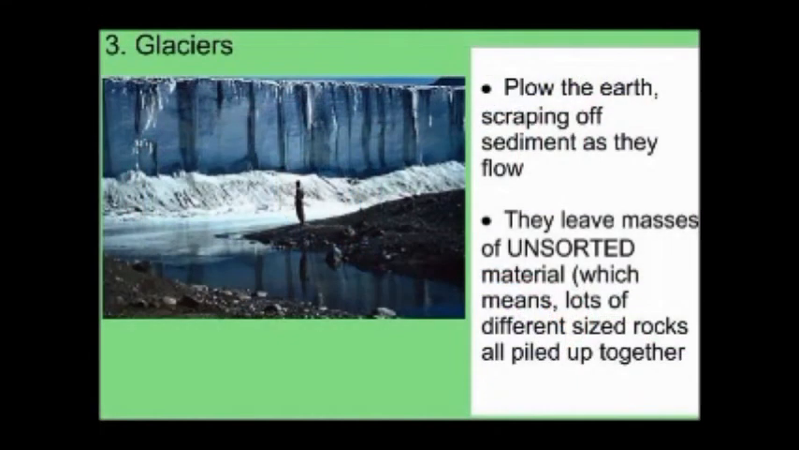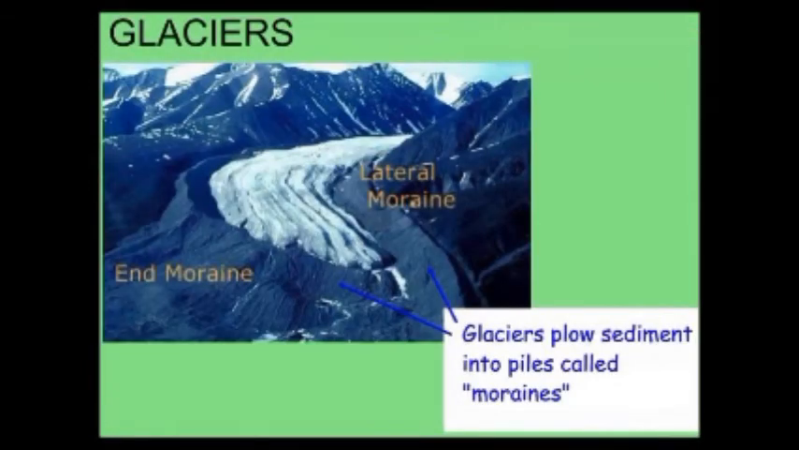The third environment we'll consider is a glacier. This is very different because sediment is just scraped up like a plow, and it leaves masses of unsorted material, which means it has lots of different sized rocks all piled together. The end of the glacier is called the end moraine, and that's just a huge pile of unsorted sediment.